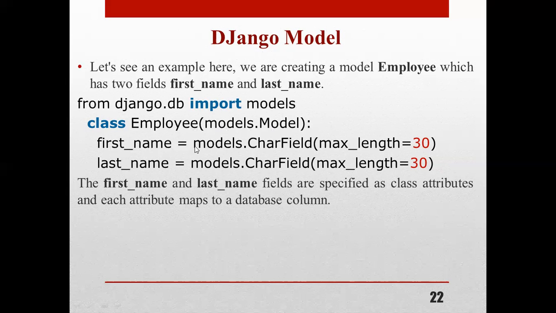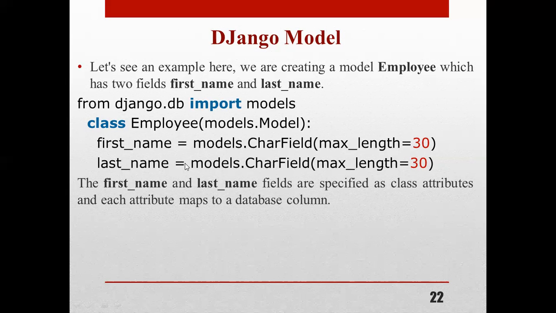first_name equals models.CharField, because the first name should be characters, with max_length inside the brackets, where we set the maximum length for the first name. Similarly last_name equals models.CharField, a character field, with max_length equal to 30. We are setting the maximum length for the first name and last name.